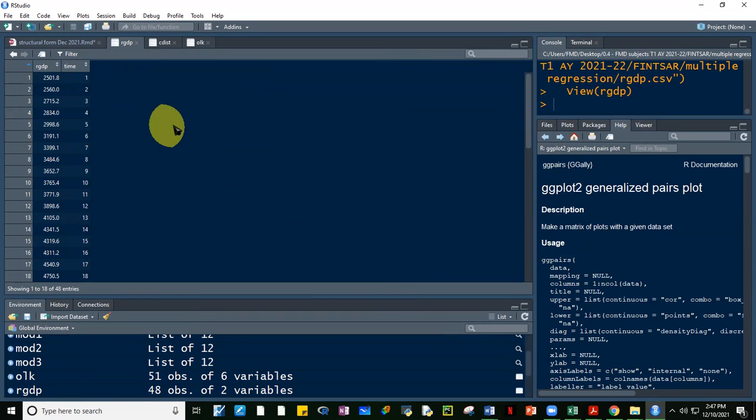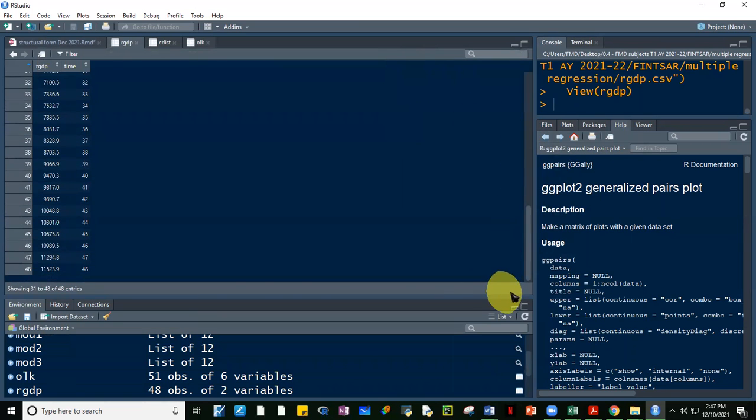Okay, so this is a measure, guys, of real GDP over time across 48 years. Again, guys, sorry for not being able to give you the metadata. Is 1970 the year 1? Anyway, this is the measure of real GDP growth over time. So as time passes, the GDP grows.